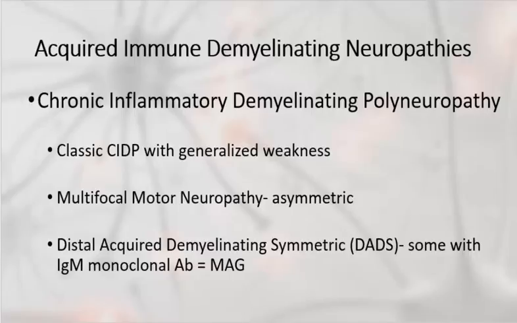And here is the list of chronic acquired immune demyelinating neuropathies, most notable of which is CIDP, chronic inflammatory demyelinating polyneuropathy, which essentially is a chronic form of Guillain-Barré syndrome with a symmetrical generalized weakness. A variant of that is multifocal motor neuropathy, which shows only motor involvement, but it is asymmetrical. It does respond to IVIG and not to steroids. And then there is DADS syndrome, which I do include since I am one, which is a distal acquired demyelinating symmetric neuropathy. And in that case, you're looking for myelin-associated glycoproteins.